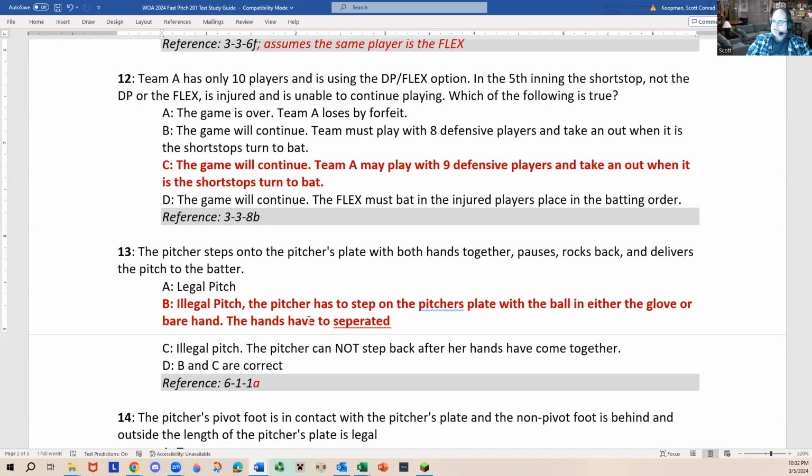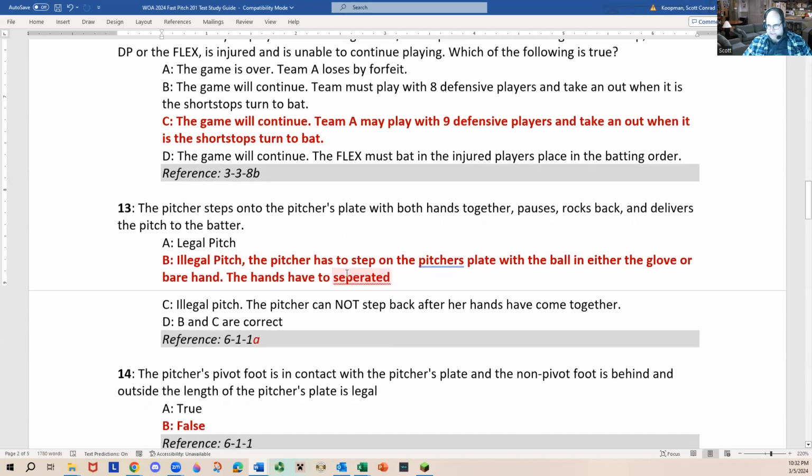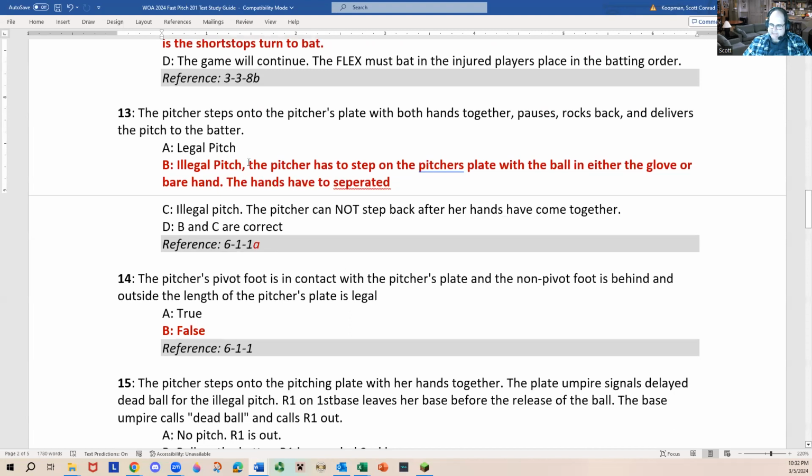But when the shortstop comes up to bat, they're going to have to take an out because they have nobody to take that player's place in the lineup. The shortstop comes up to bat. It is an out. Go to the next batter. 3-3-8-B is where you would find that.